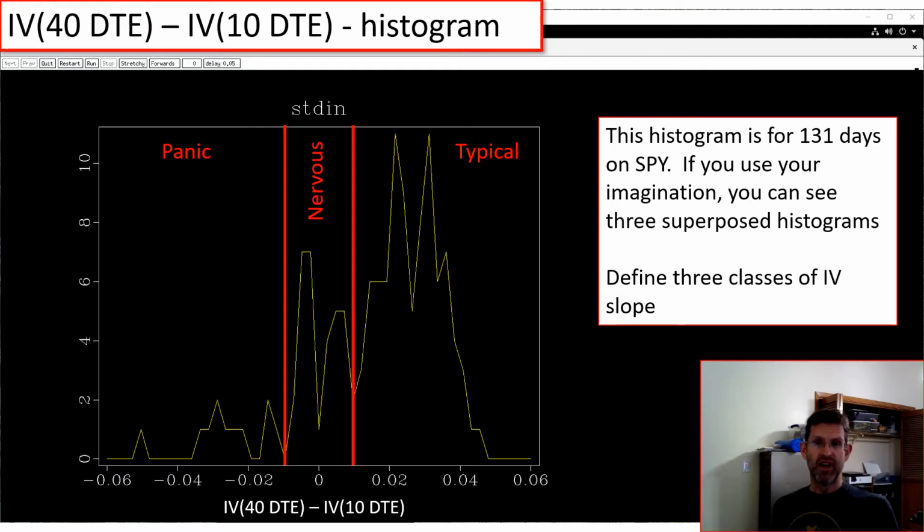Anyway, I drew some dividing lines that sort a day's IV slope into its class. So anything with a slope of less than minus 0.01, I define as a panic class. Anything with a slope greater than 0.01 is typical class, and anything in between is nervous class.